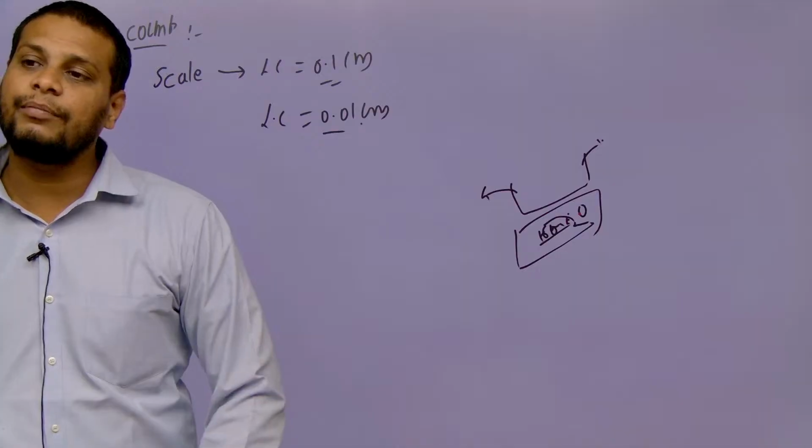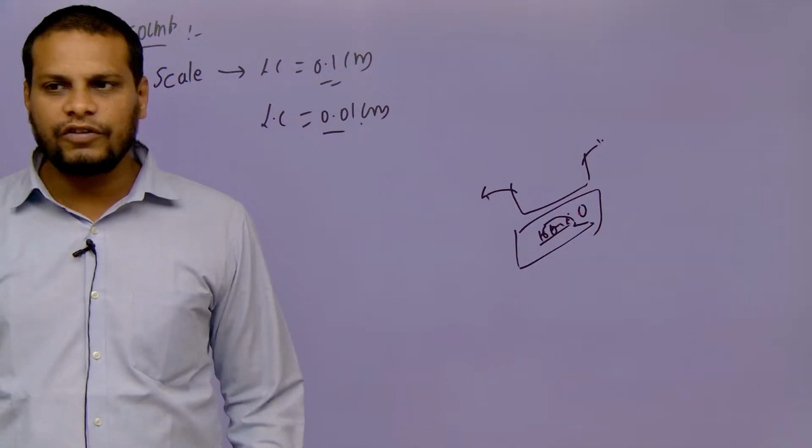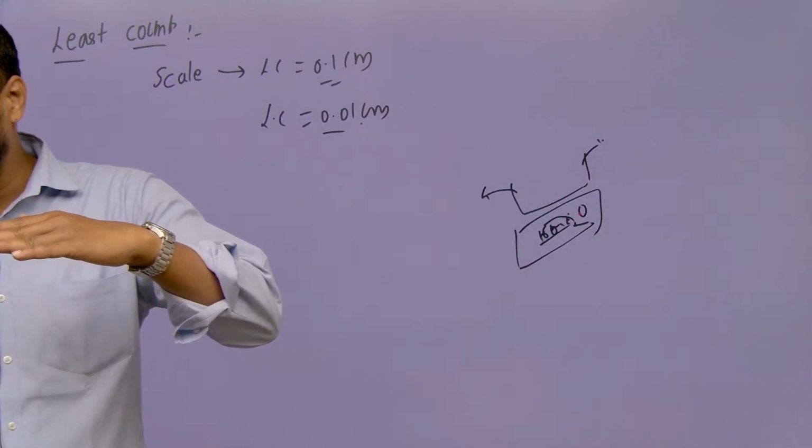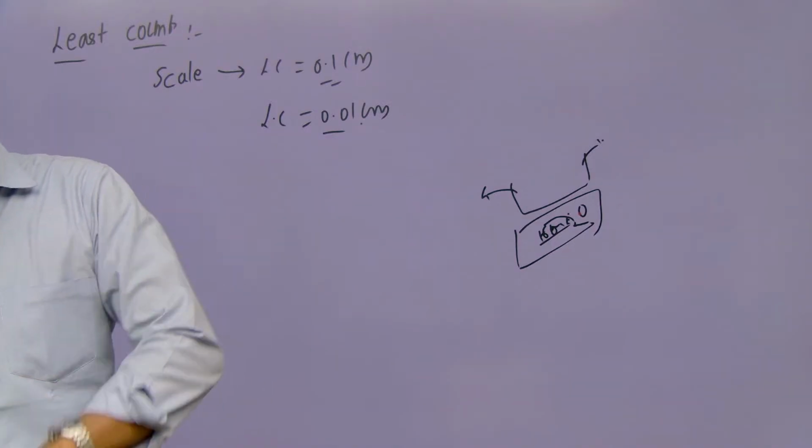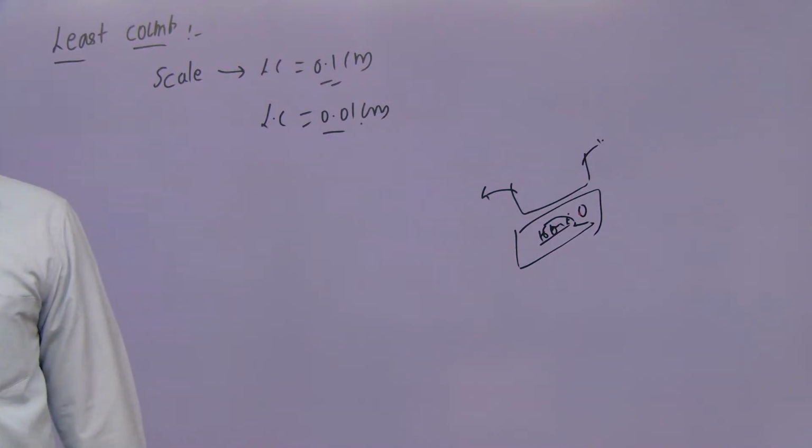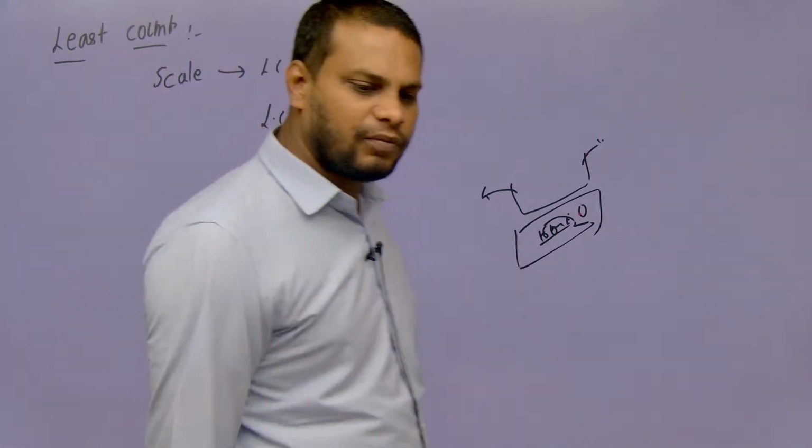So that zero error can be adjusted. Are you clear? So if the error is positive, we have to subtract. If the error is negative, we have to add to make it zero. Are you clear? So that point you just write down.